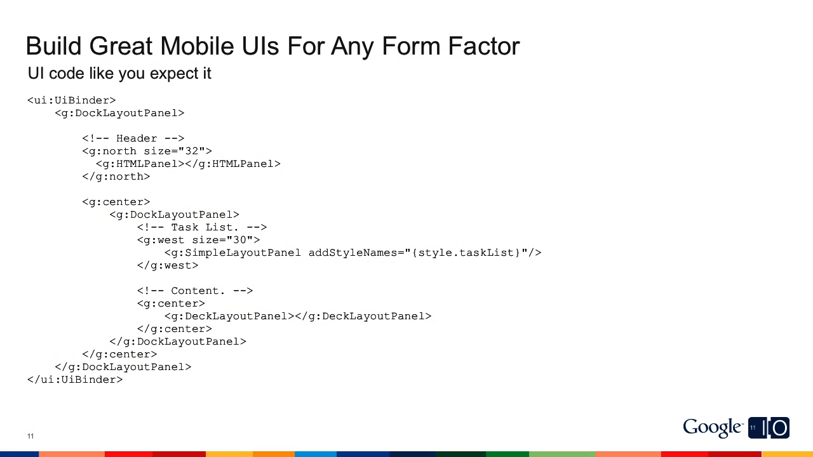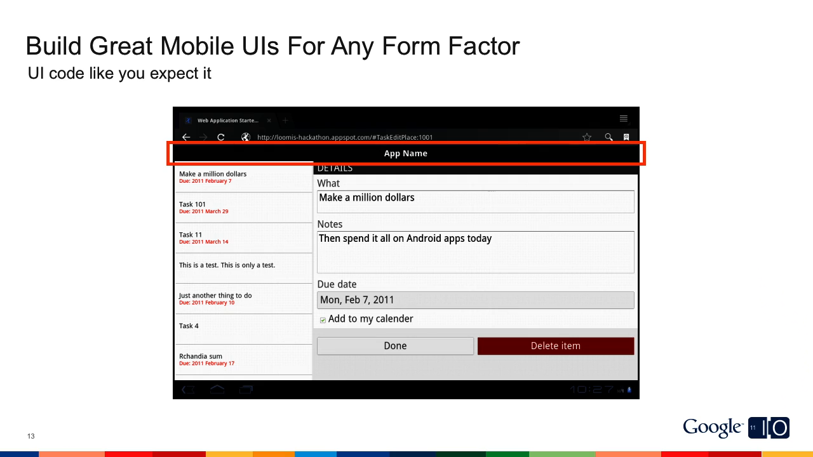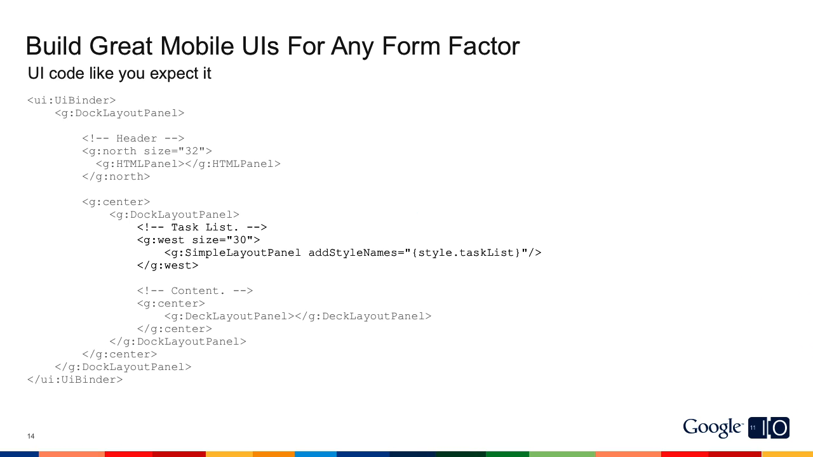What I'm walking through here is the main screen of the task application. Again, a few details are omitted, but you'll get the general idea. We see first off that we have the header, the title of the application. The way we're laying all of this out is using a dock layout panel, which is a GWT widget, and that gives you the north, south, east, west regions of your application. In the north, we're going to put the title of the application. That's this. Then we're going to drop down into the left-hand side, the west side, which is going to be the task list.